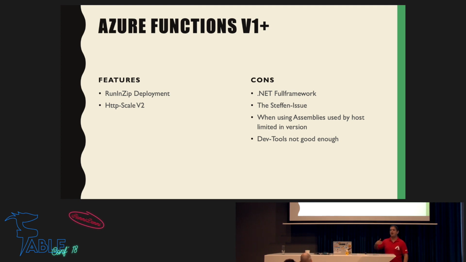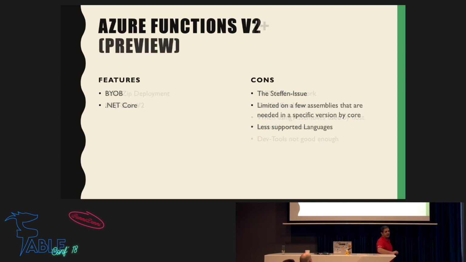I'll talk about how we could improve this, but this is something that I came up with. I talked to the functions team about it, and it would take some time to get there because it's very complicated. Anyway, after that we had functions v2, or the preview of v2. It had some nice features. .NET Core, we could finally use .NET Core, which means no app domain. We could sideload some assemblies.